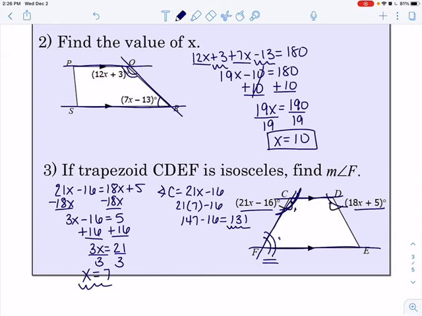Again, I don't want angle C, I want angle F. Again, C and F are interior angles on the same side of the transversal, so they're going to be supplementary. So if I take my 180 and subtract out the 131 that I got for angle C, that will leave me with an answer of 49. So angle F is going to be 49. Again, always go back, reread the problem, and make sure that you actually answer what they were asking you to find.